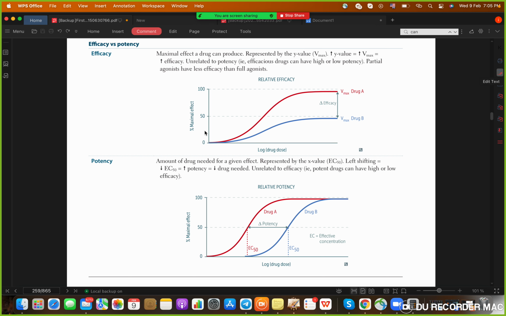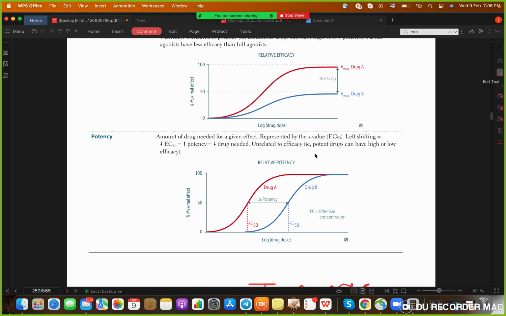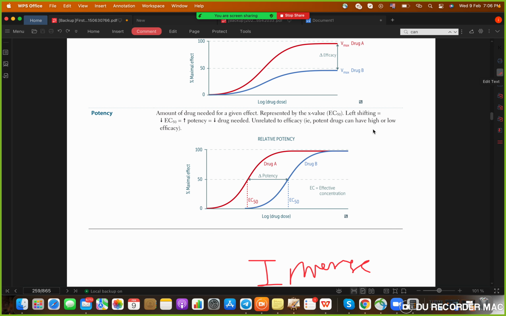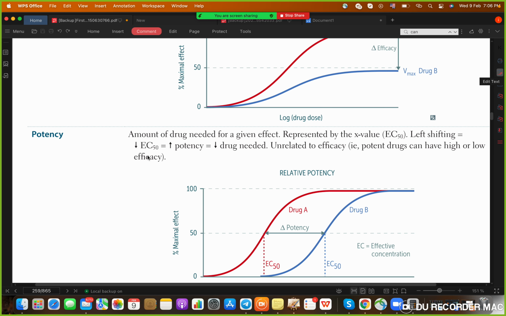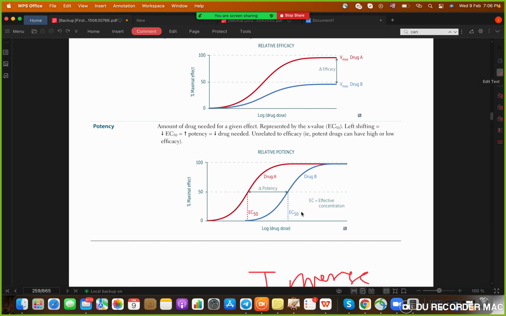So efficacy is all about the y-axis, while potency is all about the x-axis. Potency is the amount of the drug needed for a given effect. How much of the drug is needed to start having a pharmaceutical effect? It's represented by the x value. So left shifting, a decrease in the x value, means high potency. Let me explain. The more you go to the left, it means less amount of the drug is required to reach a pharmaceutical effect.